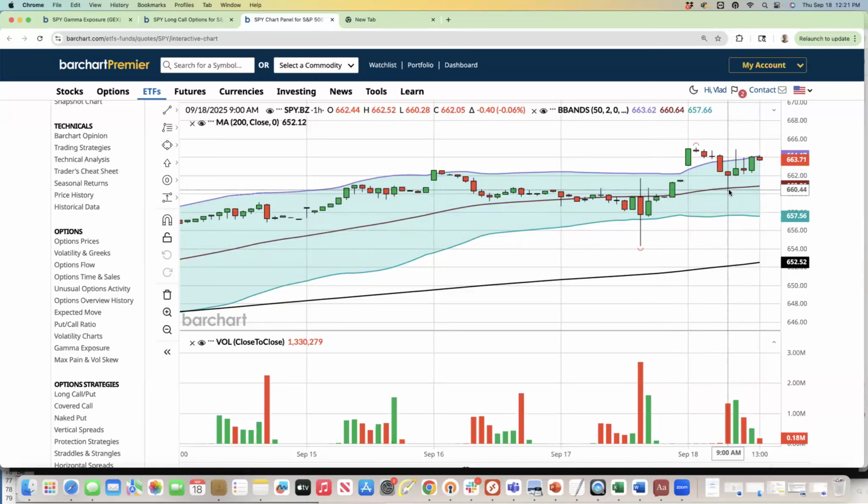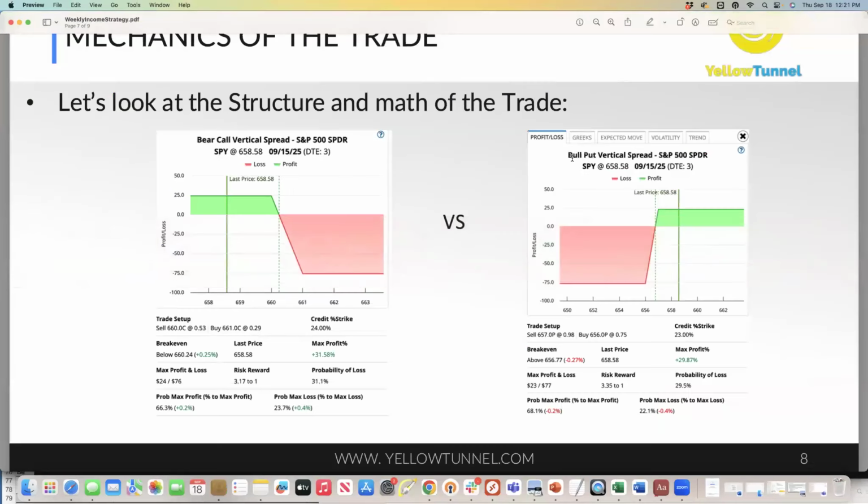Then this same analysis applies, right? So when it reaches the 660 level and you think, okay, this is a strong support and we're not going to break through it, then you can execute a bullish vertical spread, right? Same idea. In this example, my maximum gain is $23. My maximum loss is $77.